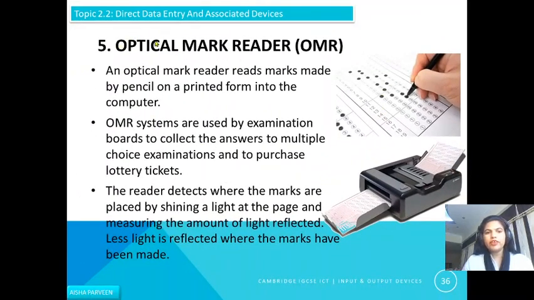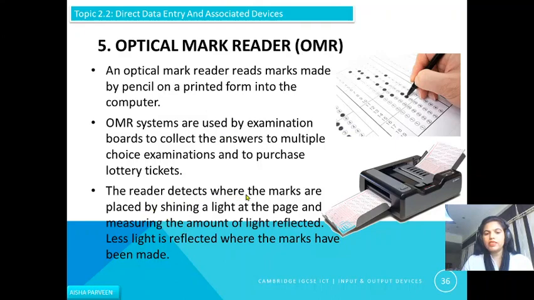Next direct data entry device is the optical mark reader. The optical mark reader reads the marks made by pencil on a printed form into the computer. Look at this page. In this page you are going to mark some points. These marks are then scanned and the data is sent accordingly. OMR systems are used by examination boards to collect the answers to multiple choice examinations and to purchase lottery tickets, also mostly used by the examination boards.